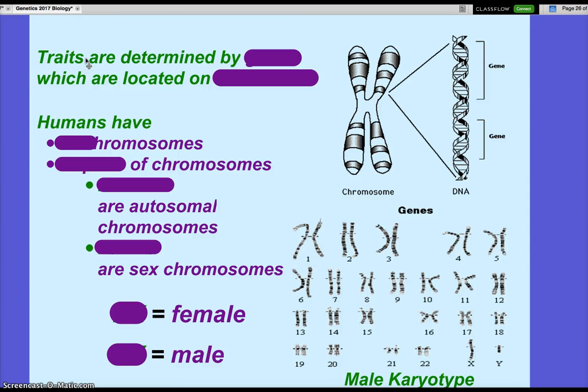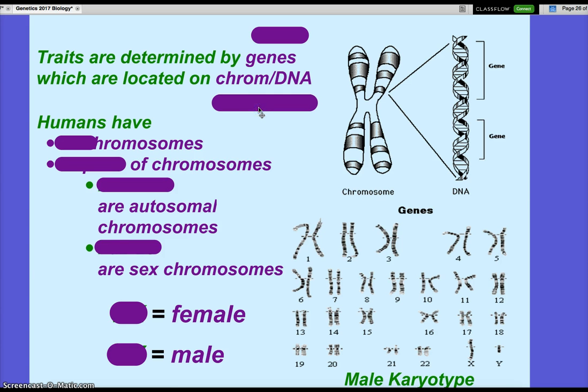We know traits are determined by what? Genes. And genes are located on this, which is called chromosomes. They are represented by alleles, which are letters. So there's a picture of a chromosome, which can be found inside DNA strands, which we're going to study next. And inside there are thousands of genes or allele pairs that represent traits that you have.